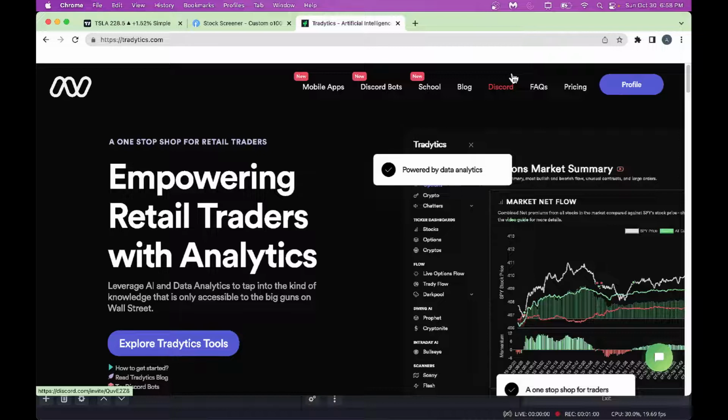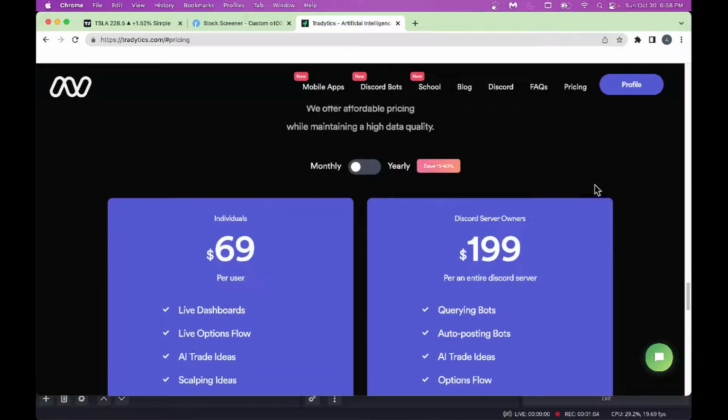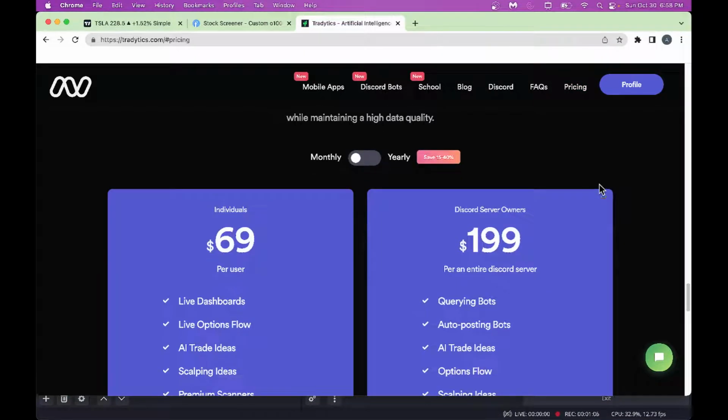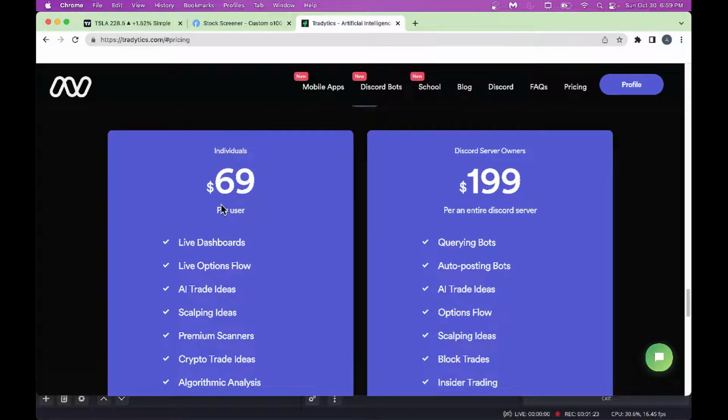And from a pricing perspective, these guys have got simple pricing. As you click on the pricing here, you could just pay $69 per month if you're an individual user. If you have some trading website and chat group going on, you could basically get a Discord server. But for most people, I'd say start with the individual plan here, $69.